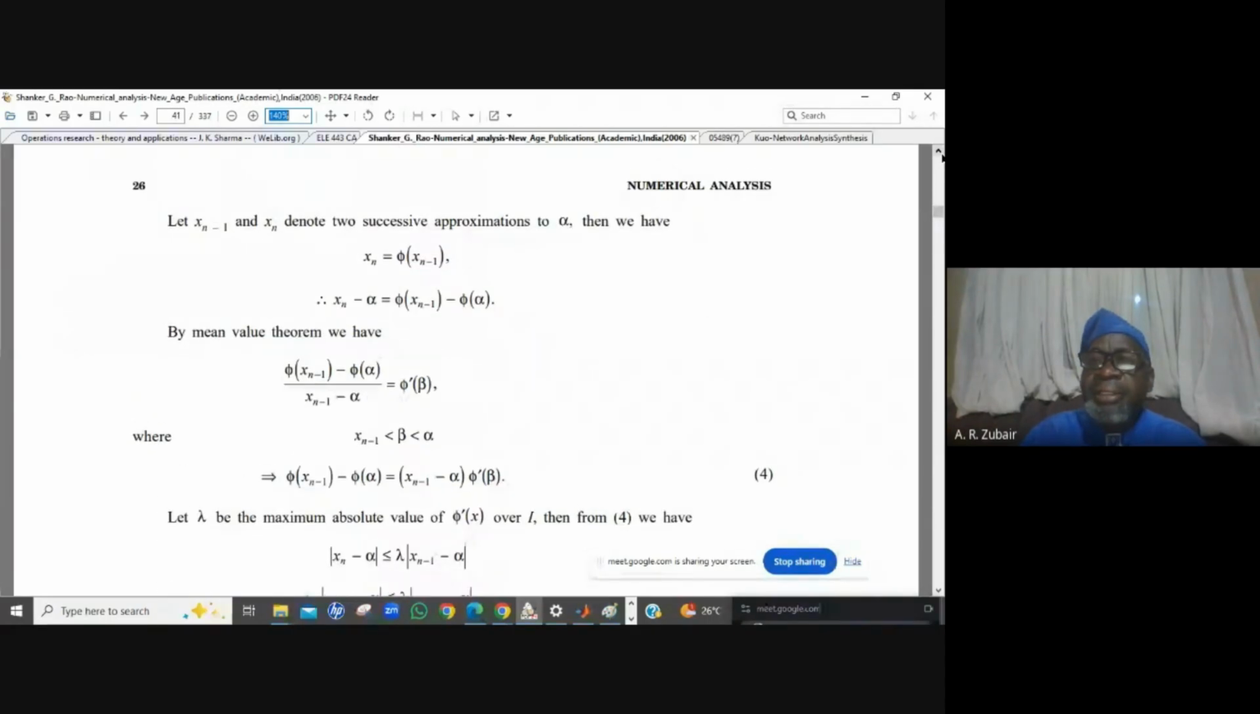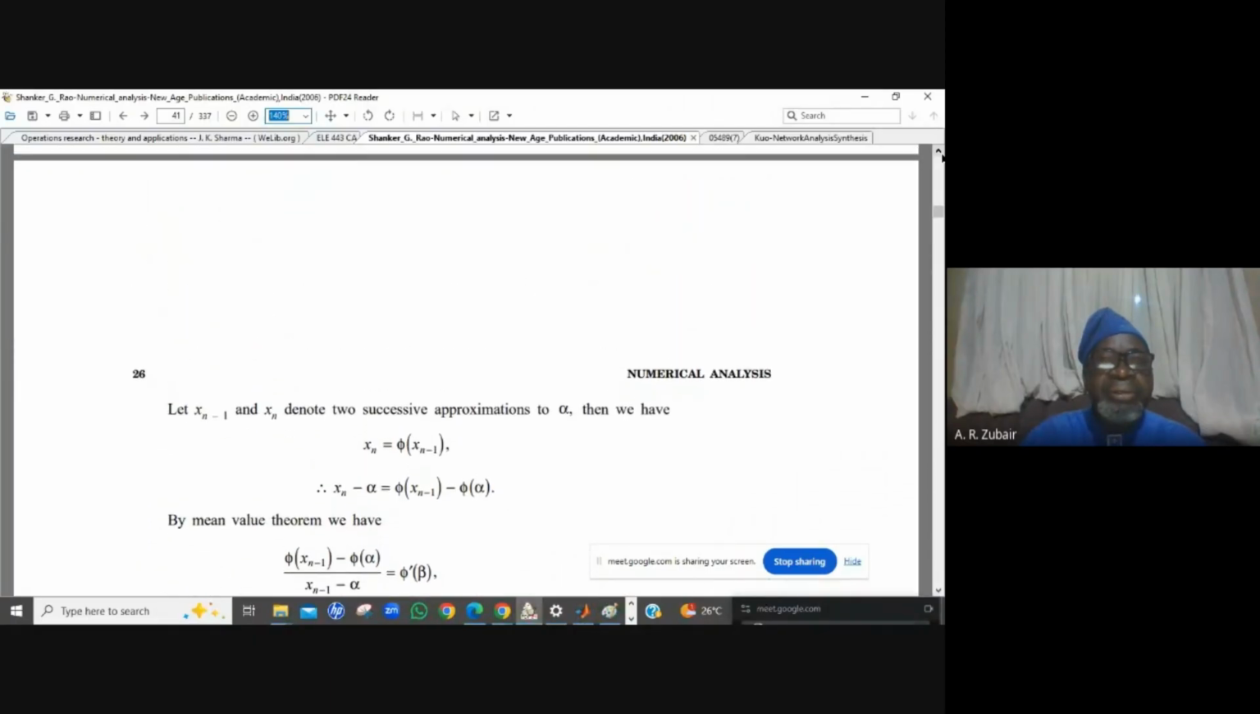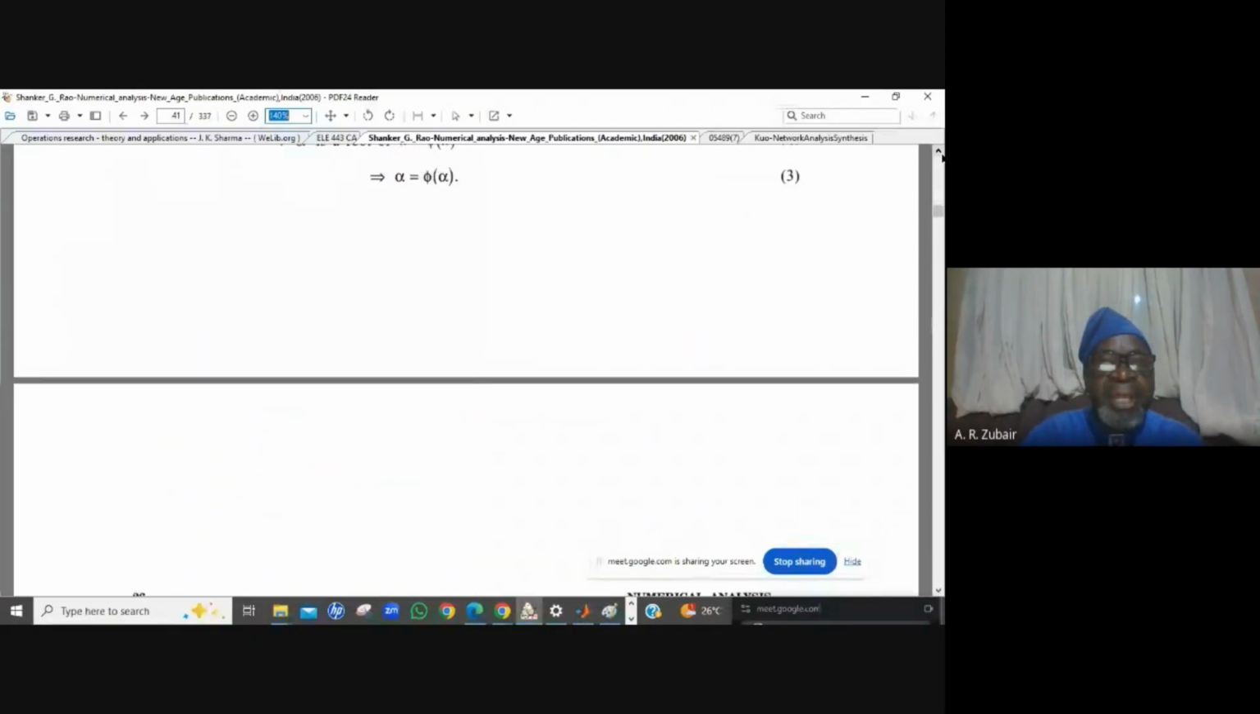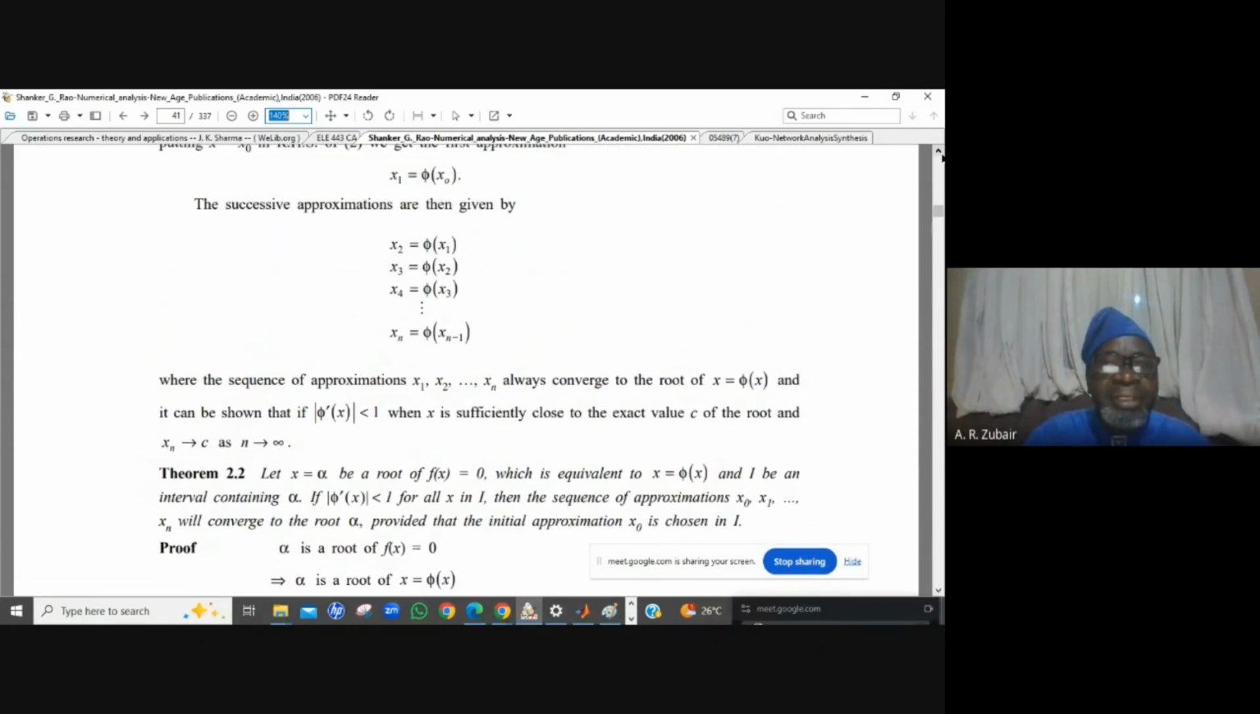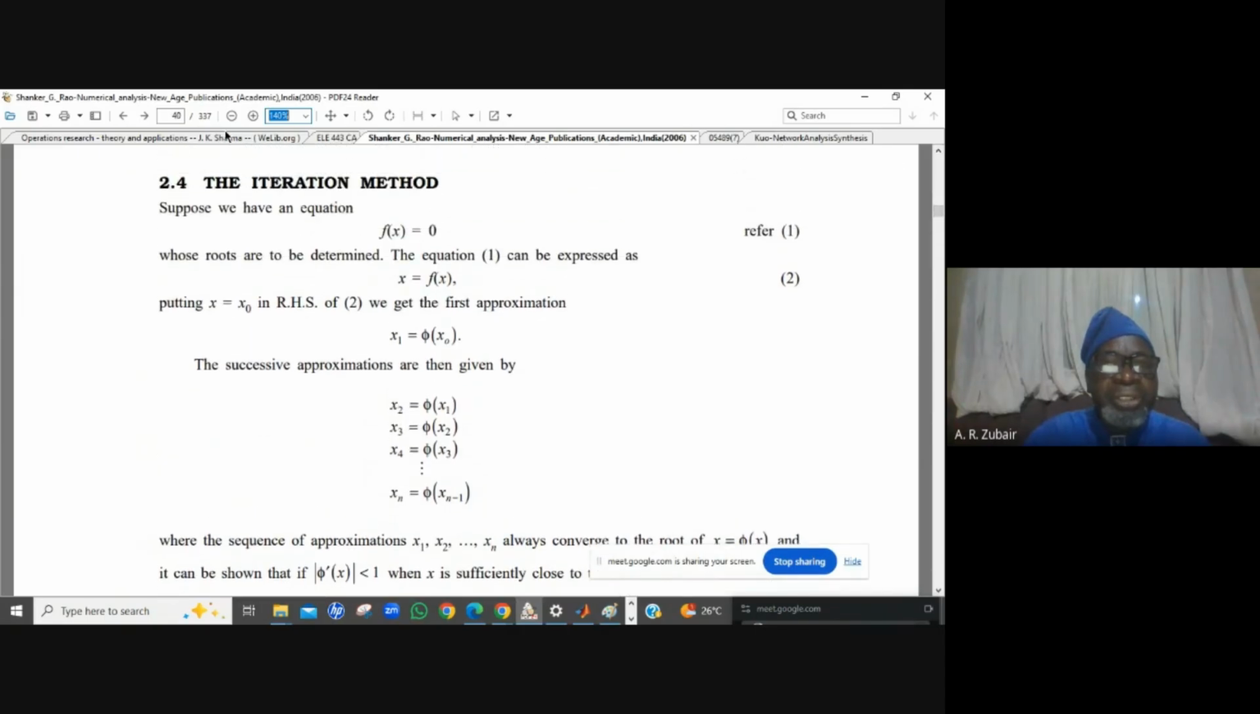This is the iteration method. It's a very popular method and very effective. The method is introduced on this page. If you have an equation and you want to find the root, make x the subject of the formula. You will have an initial guess value. So you are going to say the root is x equal to x naught.